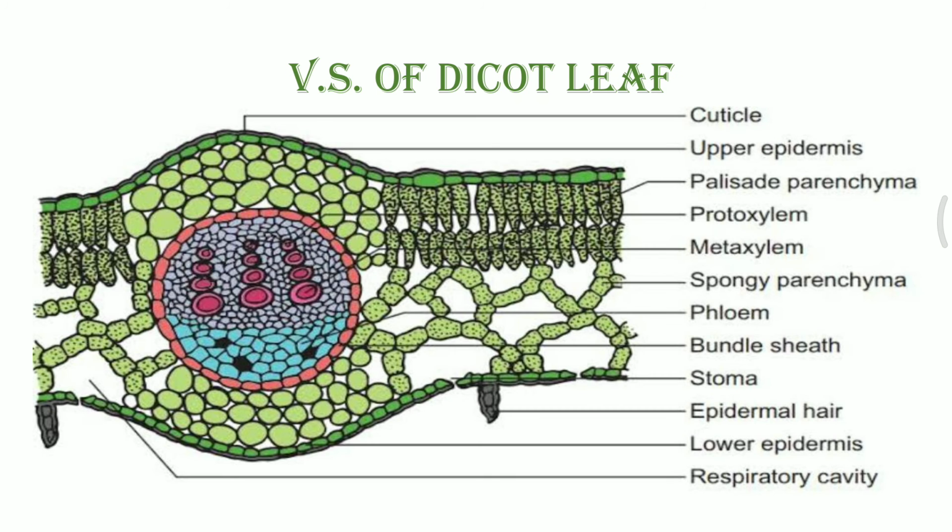Next is about the vertical section of a dicot leaf. In case of a dicot leaf, we see that the outermost layer is known as the epidermis.